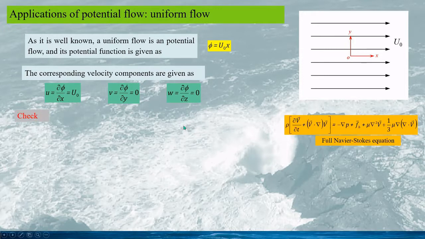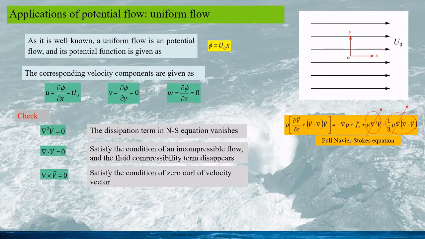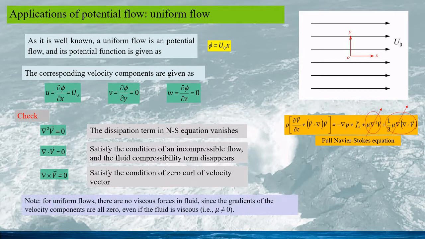And then we can easily check that the last two terms in the Navier-Stokes equation vanish for this simple uniform flow. As we can see this and this, and also the curl of the velocity vector is 0. For such a uniform flow, it is understandable there are no viscous forces in the fluid. It is because the gradients of the velocity components are all 0, even if the fluid itself is viscous.